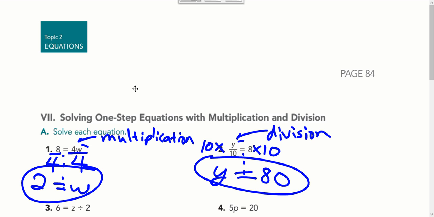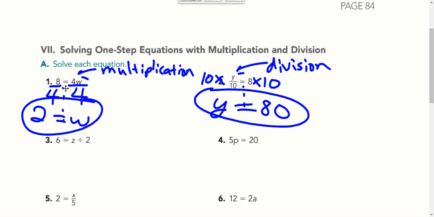Okay? So here's a worksheet giving you a chance to practice. Remember, when the variable is next to a number, it means multiplication. When the variable is over a number, like in this case, it means division. Sometimes they'll use a division sign like here, but sometimes they'll write it like this. Don't freak out. It is not a fraction. Just treat it like it's division.